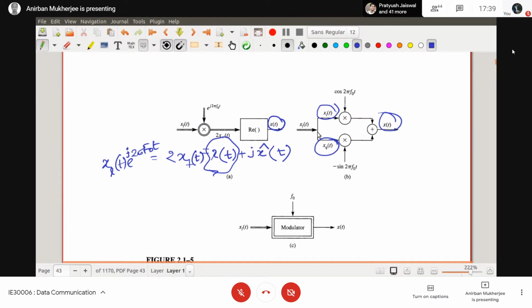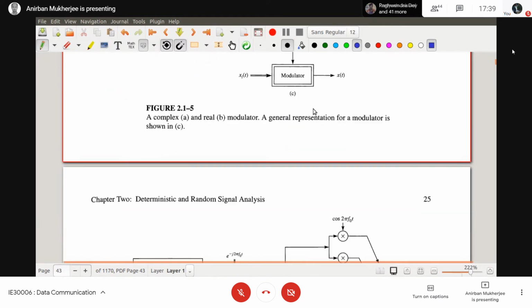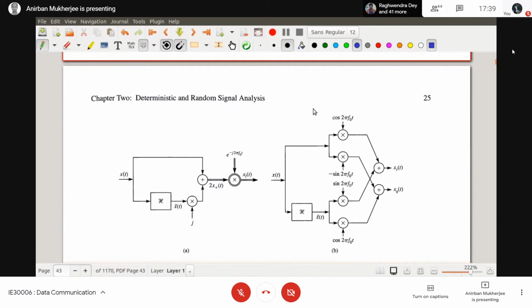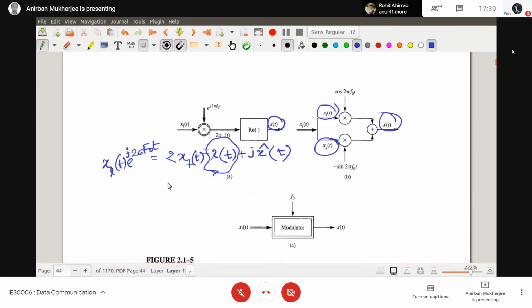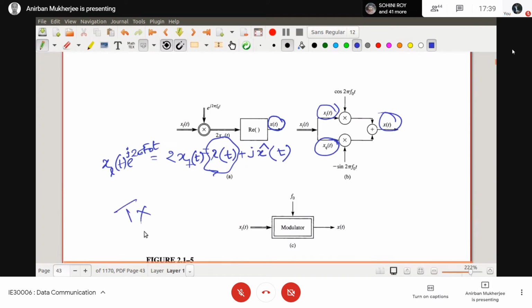So either of these is modulation. Similarly, if I take demodulation, my input is x(t) and the output is x_l(t). That means I am doing a frequency down translation. This is generally done at the receiver, whether real or complex, and modulation is generally done at the transmitter.